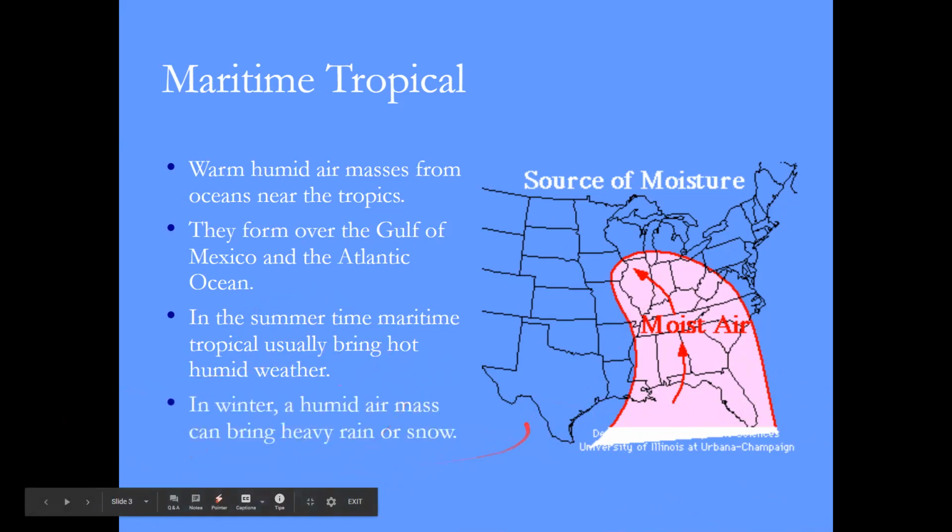In the winter, though, these bring heavy rain or snow. So a lot of the snowstorms that can come up and be really bad in terms of snowfall can come from the Gulf of Mexico. In the winter, they bring that warmer air, not as warm, but warmer, and lots of humidity. And then when it goes further north, it cools and it starts dropping that out as snow. So these can be some pretty bad snowstorms, kind of like we just had. Any questions about maritime tropical?